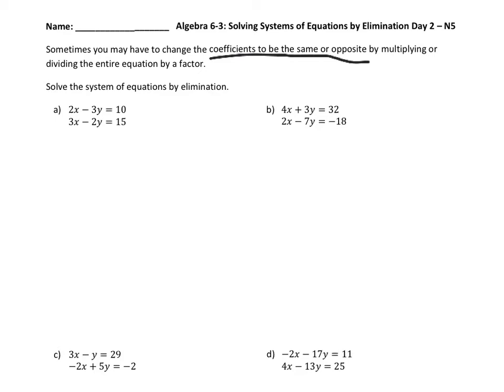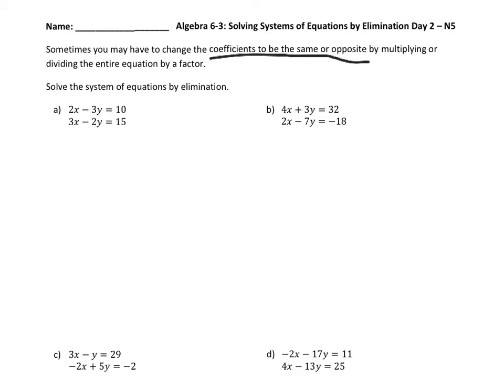Okay, when solving by elimination, we're first going to look at the coefficients of the matching variables. So I have x: 4x, 2x. They are not the same, nor are they opposites. Then I'm going to move on to y: 3y, negative 7y. They're not the same. They're also not opposites. So I cannot solve by elimination like we did yesterday or day 1 or video 4, because I can't simply add or subtract these two equations.